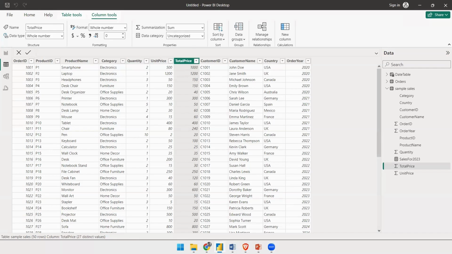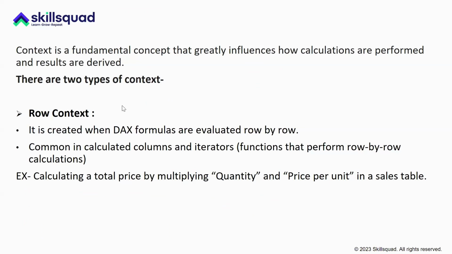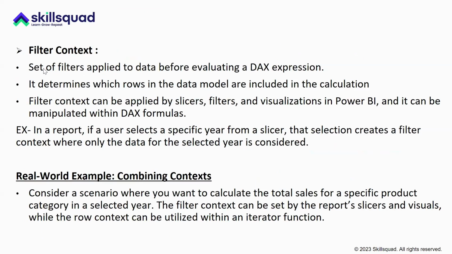Then if we talk about the other context, which is the filter context, it is a set of filters applied to the data before evaluating a DAX expression. Let's say you have data for 4 years or 5 years. How would you evaluate the data if you are applying a filter on top of it? If you want to find out a specific year's sales, what would you do? You have to apply a filter, and that is known as the filter context. It also determines which rows in the data model are included in the calculation.